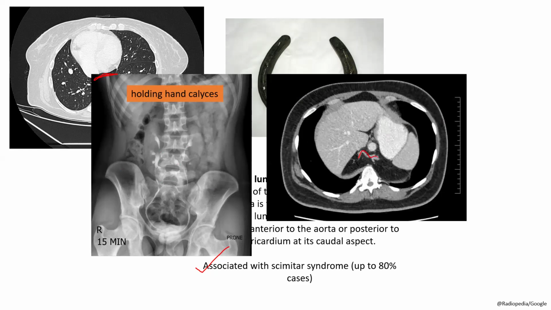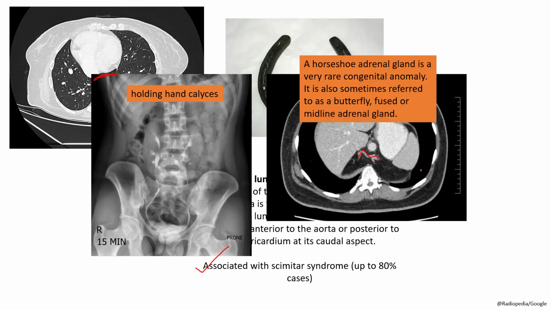Horseshoe-shaped adrenal is also described, which is a very rare abnormality. So this is horseshoe-shaped adrenal gland. Both the adrenal glands are fused and they are midline.